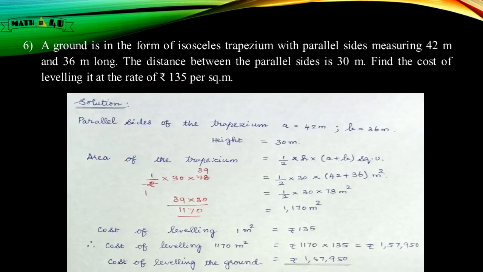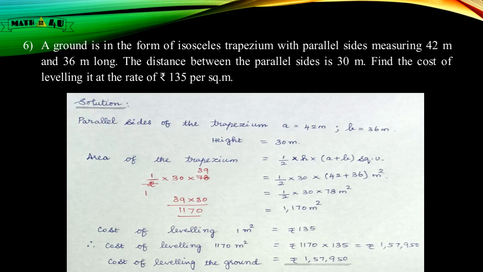A ground is in the form of an isosceles trapezium with parallel sides measuring 42 meter and 36 meter long. The distance between the parallel sides is 30 meter. Find the cost of leveling it at the rate of rupees 135 per square meter.